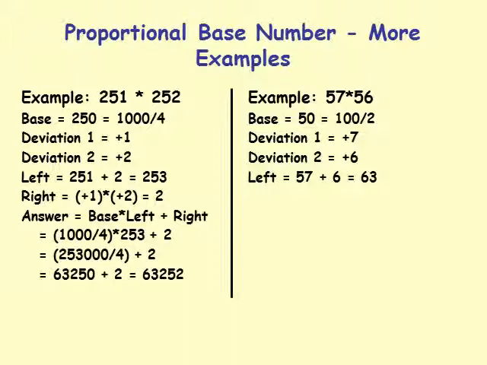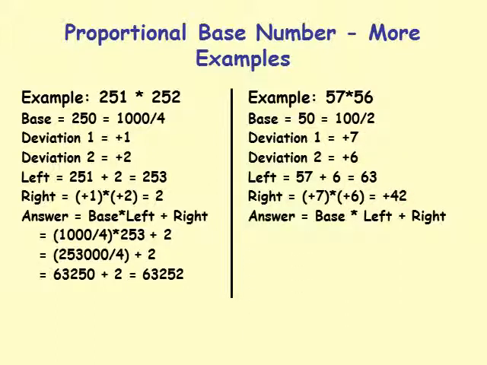Now on the left, apply crosswise. So what do you do? 57, the first operand, and the second deviation. Operation is plus. 57 plus 6 is 63. On the right, we multiply vertically. Plus 7 times plus 6 is plus 42.